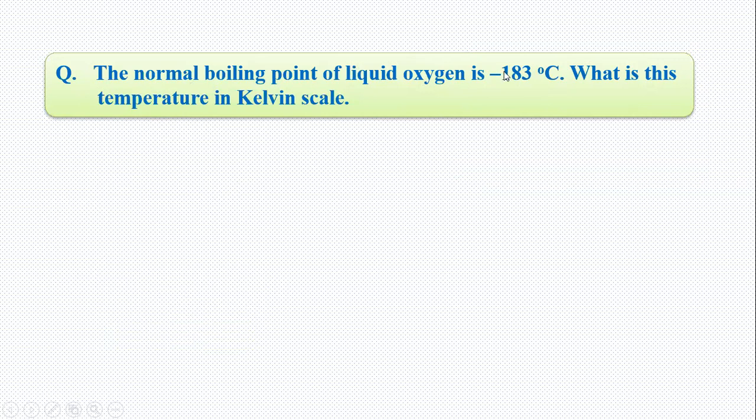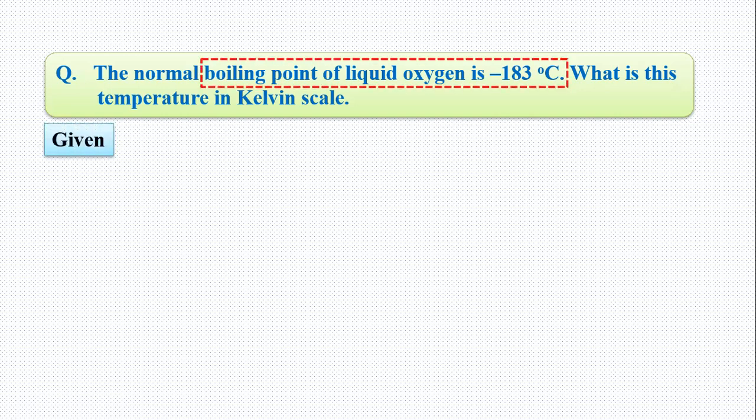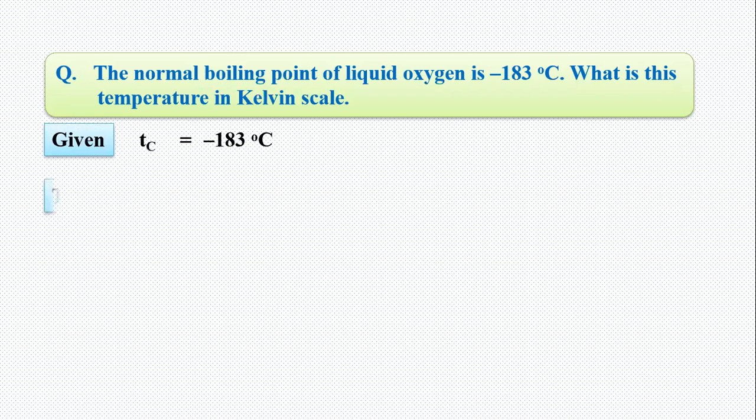The normal boiling point of liquid oxygen is minus 183 degrees Celsius. What is this temperature in Kelvin scale? ऑक्सिजन साठीचा बॉइलिंग पॉइंट, लिक्विड ऑक्सिजनचा बॉइलिंग पॉइंट हा minus 183 डिग्री सेल्सिअस आहे. तर केल्विन मध्ये किती असेल? सोपं आहे. You are given the temperature in degree Celsius, you are asked the temperature in Kelvin.